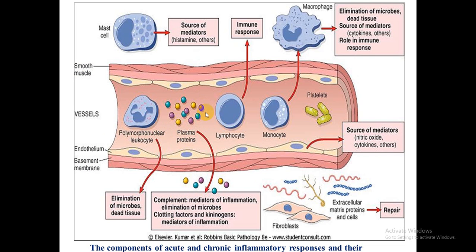Also the plasma proteins, including complement and clotting factors. Complement acts as a mediator of inflammation and helps in elimination of microbes. Clotting factors and kininogen act as mediators of the inflammatory process. As well as the extracellular matrix, including fibroblast cells, collagen and elastic fibers and fibronectin adhesive molecules, which also play an important role in the repairing process, particularly the fibroblast, which is responsible for producing this extracellular matrix and filling the affected area of wounds.